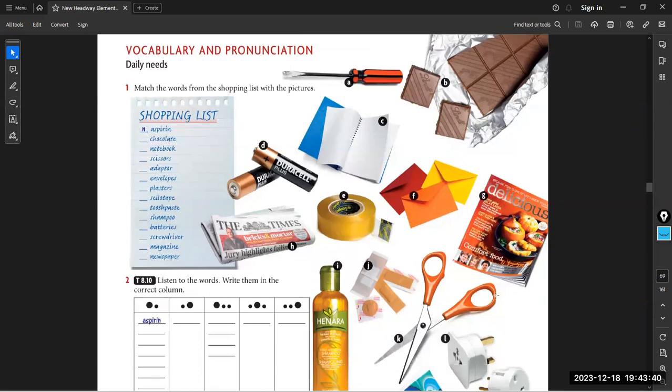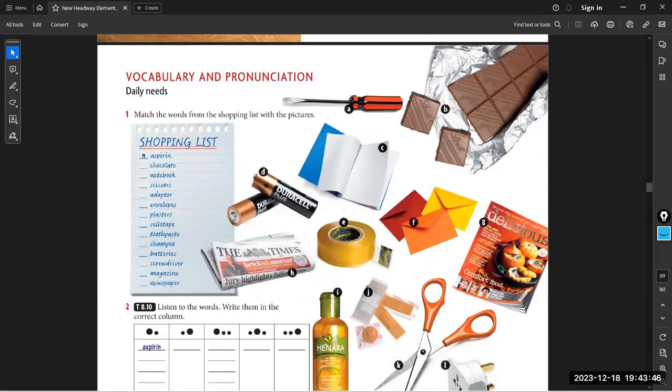Plasters is G. Where is G? Are you sure? Next to C. J. It is J, not G. Guys, this is okay. After that, we have sellotape. E. This is called sellotape, to catch some papers and tiny things.